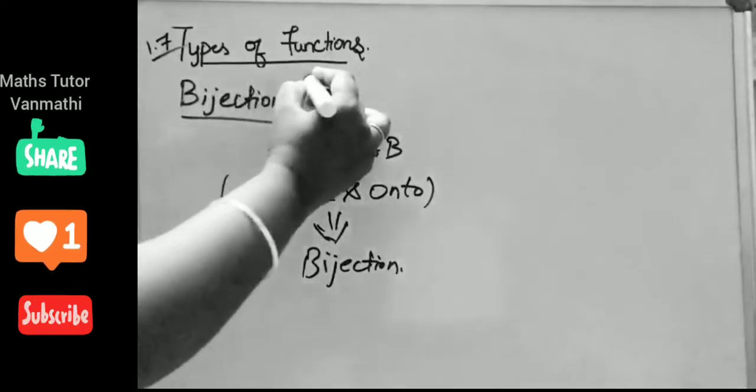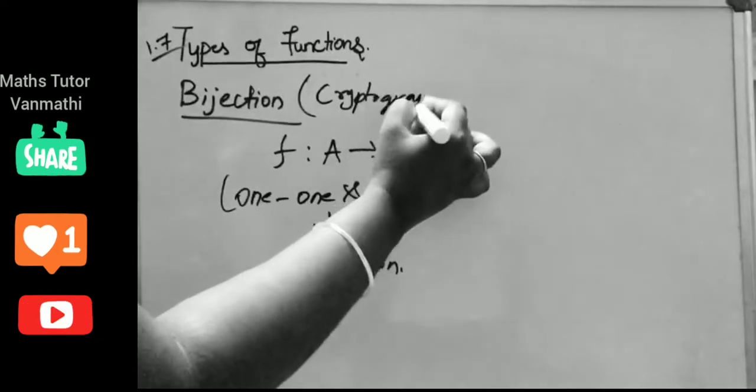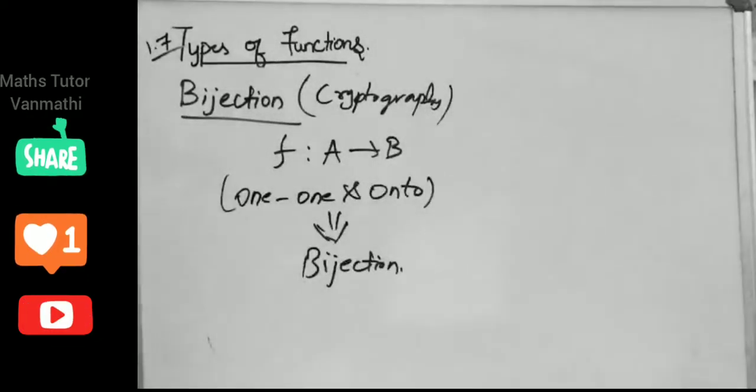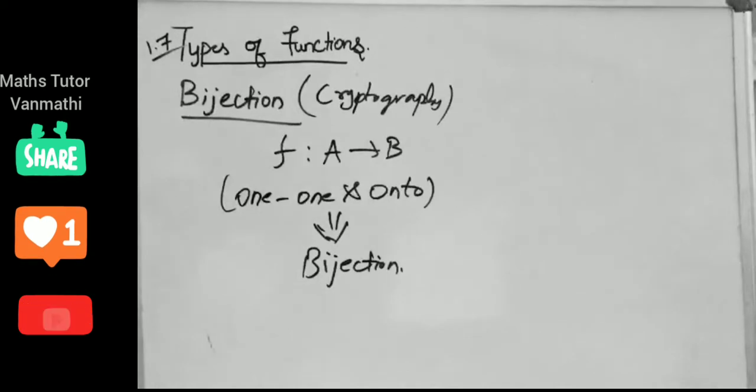Mostly this bijection is used in cryptography. Cryptography is called the science of secret codes. By using codes we will find some solutions. So bijection is mostly used in cryptography. Okay, next we can move on to vertical line test and horizontal line test.